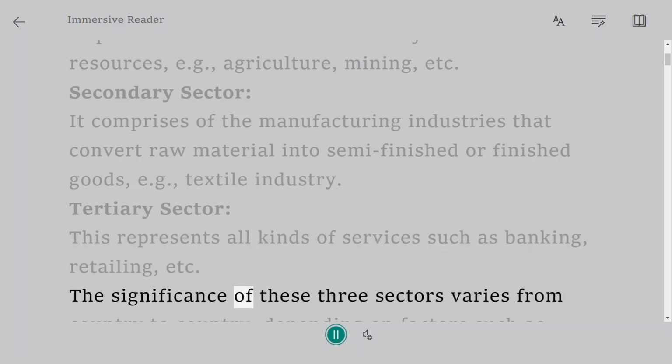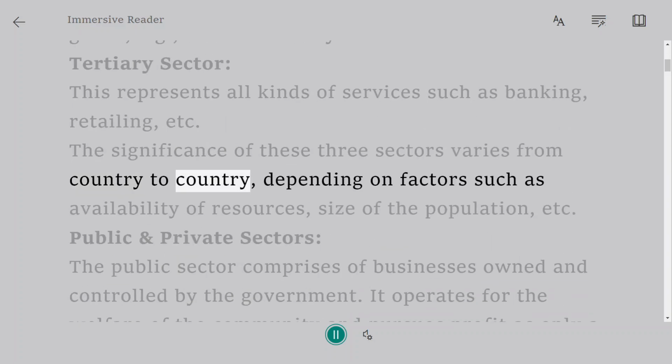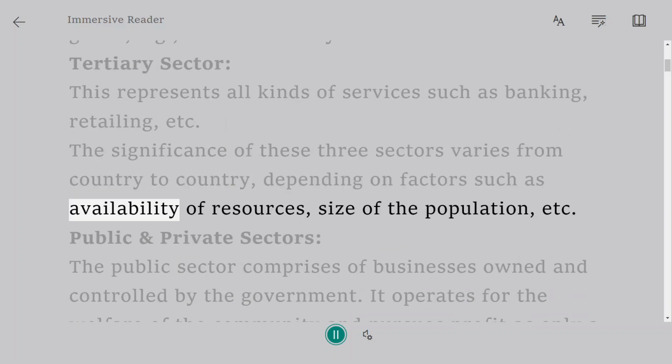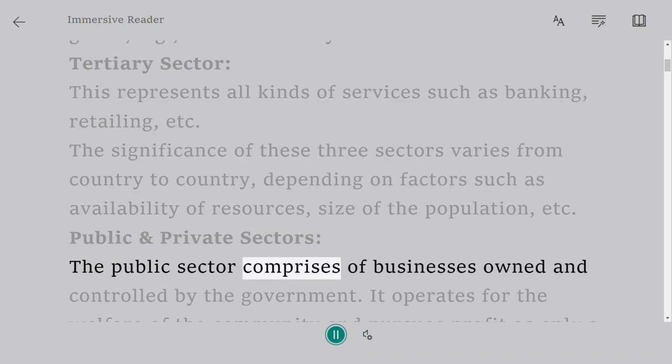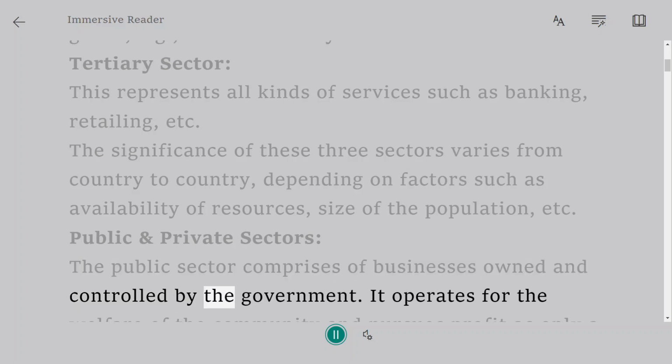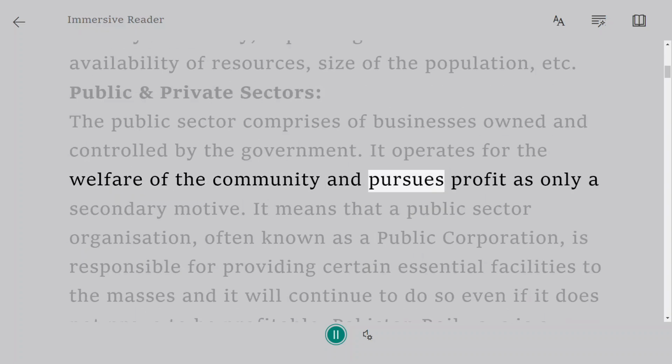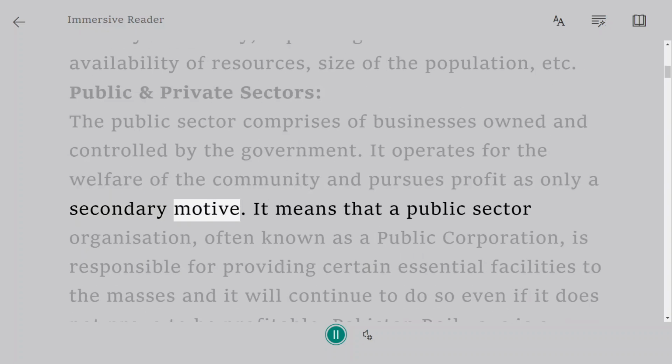The significance of these three sectors varies from country to country, depending on factors such as availability of resources, size of the population, etc. Public and private sectors. The public sector comprises businesses owned and controlled by the government. It operates for the welfare of the community and pursues profit as only a secondary motive.